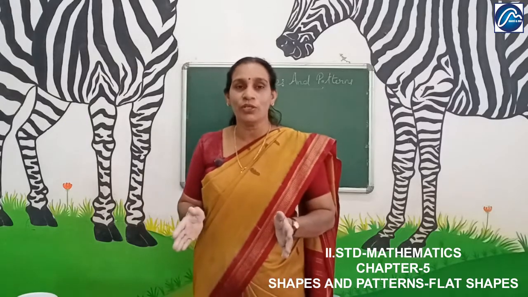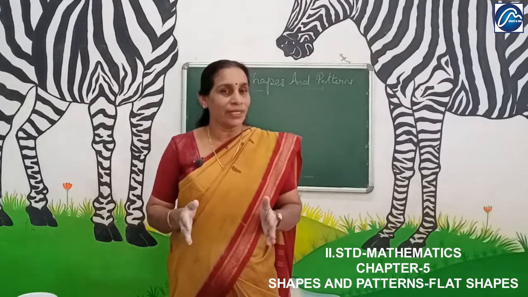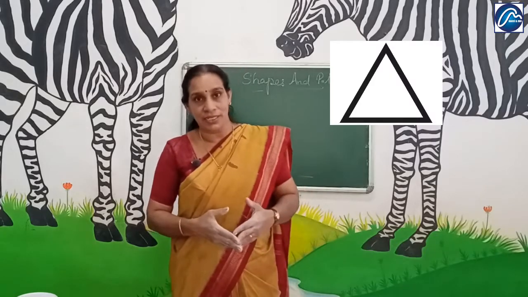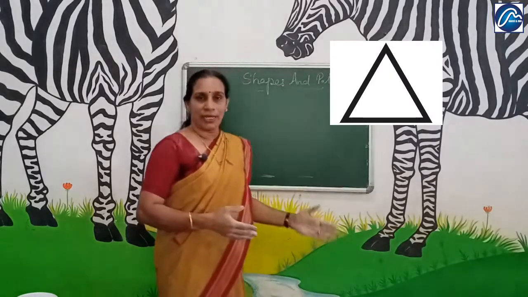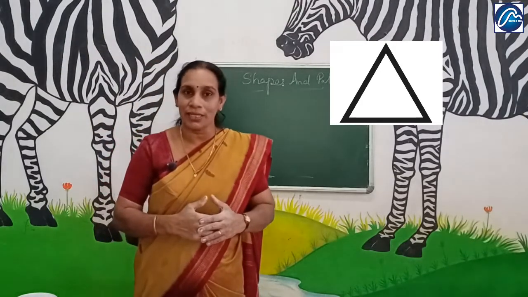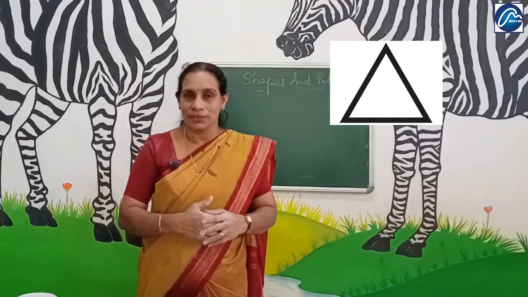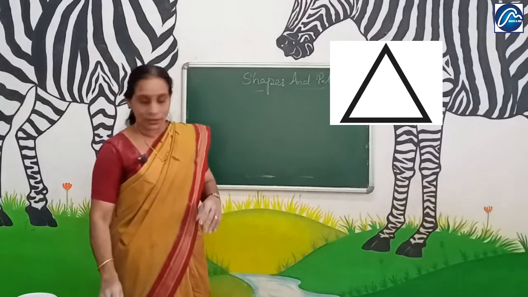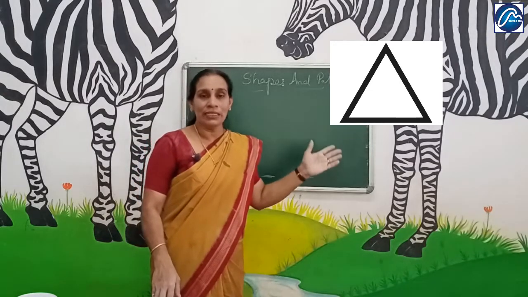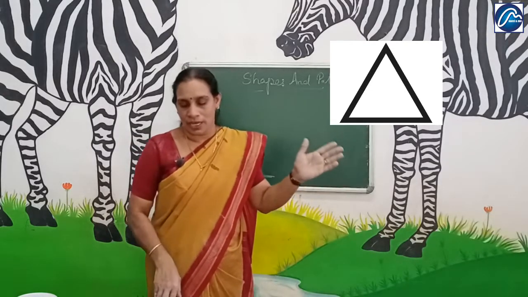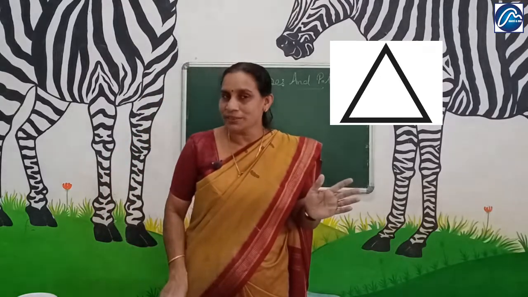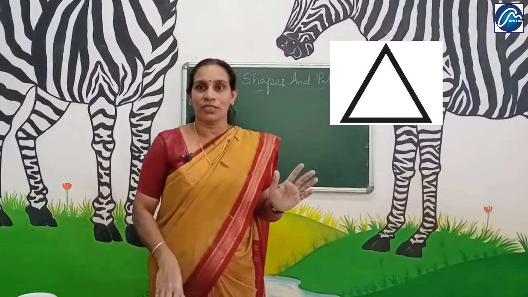First, we are going to learn what is a triangle. Okay? Triangle. What is a triangle? A triangle has three sides. The triangle is this. This is the triangle, and a triangle has three sides and three corners.